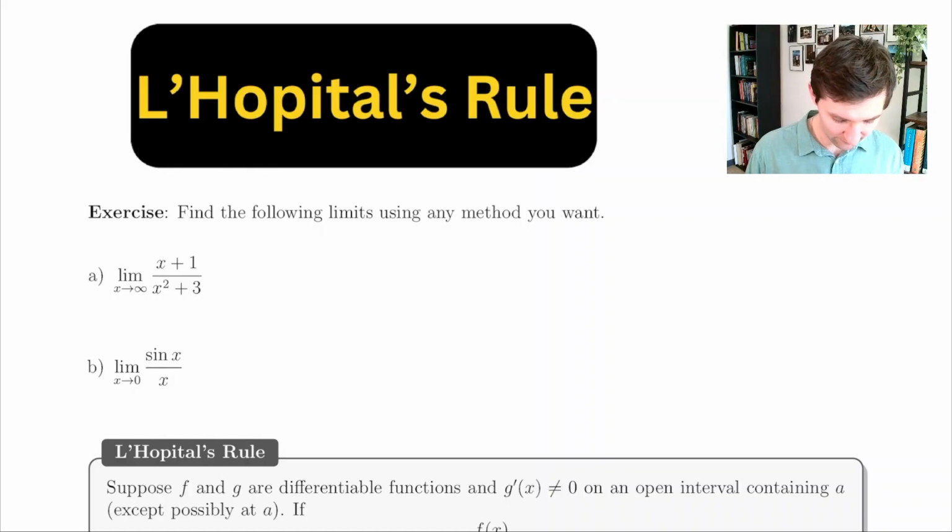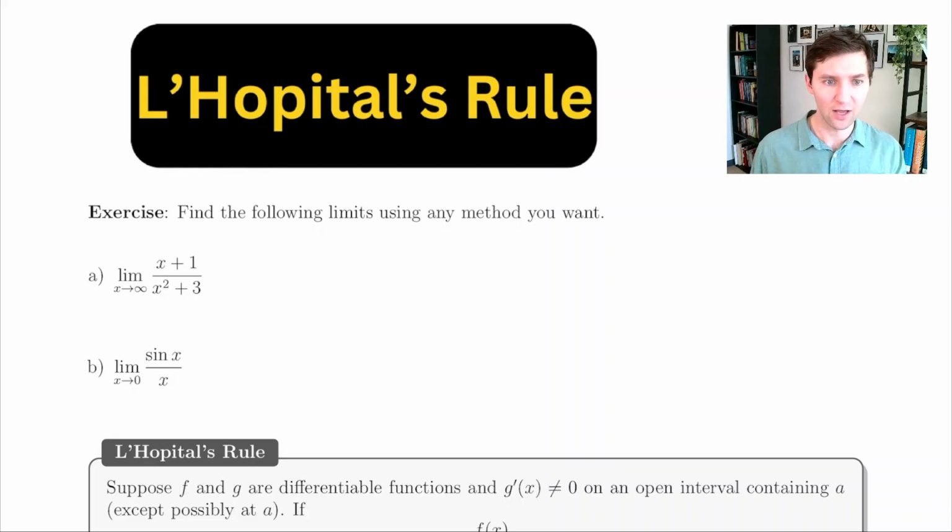The first limit is a limit at infinity. If you don't know how to compute limits at infinity, in the video description you can find a link to a video in which I explain limits at infinity in detail. As x goes to infinity, the numerator goes to infinity, and the denominator also goes to infinity. This limit is of the form infinity divided by infinity.